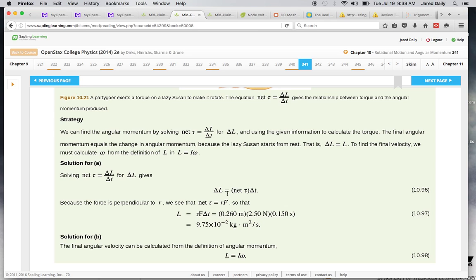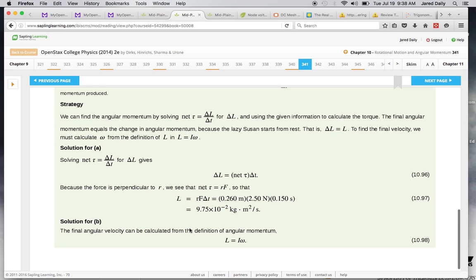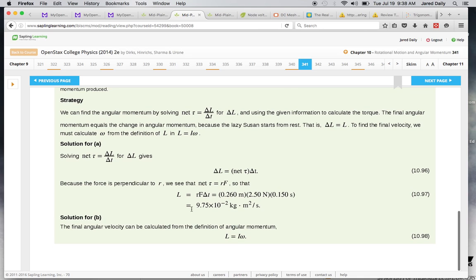We rearrange the equation so that delta L equals the net torque times delta t, and the torque is equal to the radius times the force, so delta L is the radius times force times delta t. Those numbers are just numbers they've given us. We plug them in, and we get 9.75 times 10 to the minus 2 kilogram meters squared per second. A whole lot of difference between that small angular momentum we've given to the table and the angular momentum of the Earth. So very, very small angular momentum for the table, which has a very small mass and is not moving very fast.